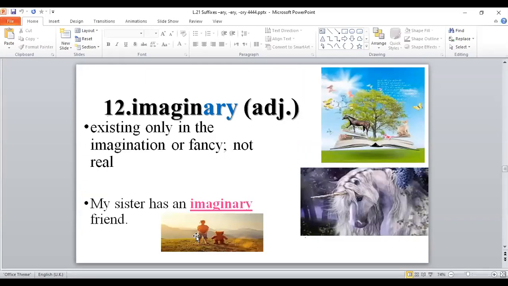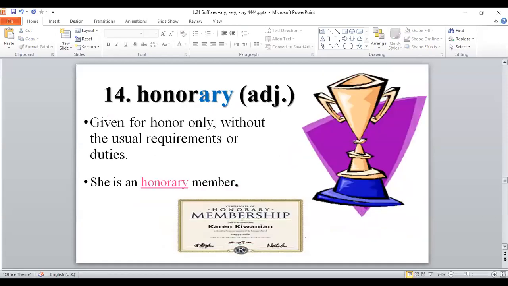The second word is imaginary. We said imaginary means it's not real, or existing only in your imagination or in fancy. So like the unicorn, we said the unicorn is an imaginary animal. Why? Because it's not real. Or sometimes children, when they are a little bit small, have what? An imaginary friend, a friend that they created in their imagination. So imaginary will function as what? As an adjective.